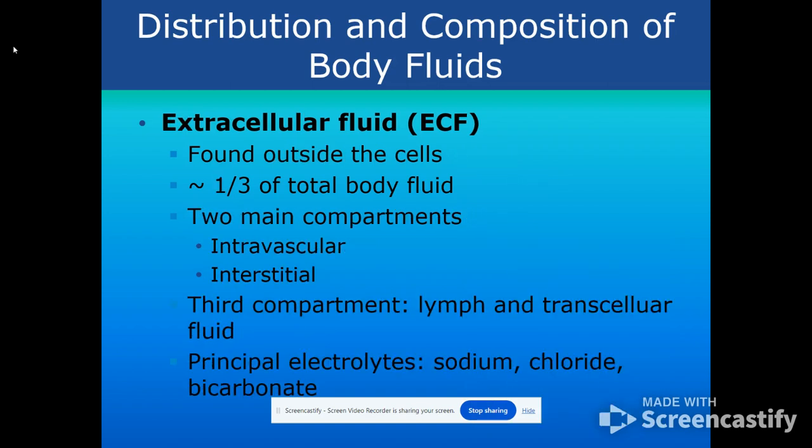So with extracellular, again, it's found outside. It's 1/3 of total body fluid. There are technically two main compartments, which are the intravascular and interstitial, and then a third compartment, which contains the transcellular, which is like the lymph fluid. The principal electrolytes within the extracellular fluid are sodium, chloride, and bicarbonate.